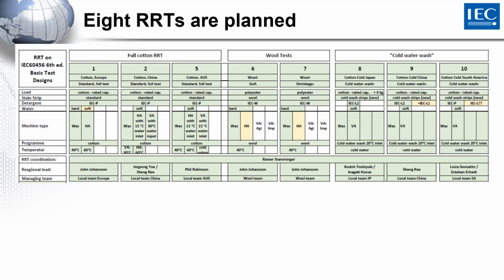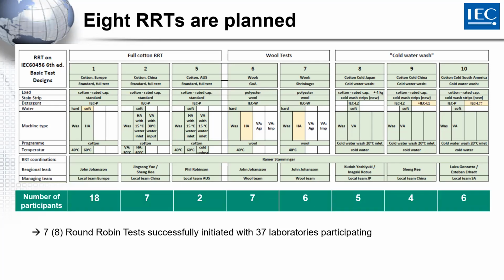The Japanese team is taken care by Kuto Yoshiyuki and Inagaki Kozue. The Chinese team is led by Shang-Ri, and the South American team is led by Luisa Ganzotto and by Esteban Erhard. So actually we have 8 round-robin tests. I'm very happy that we have so much interest and so much support.